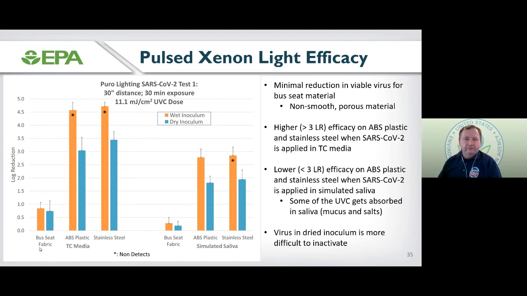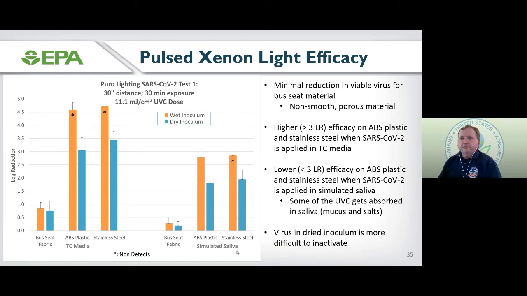Bus seat fabric is very difficult to handle, meaning the inactivation of the SARS-CoV-2 is very difficult. It's less than 1 log in reduction for the specific test condition. On the opposite end, for the ABS plastic, we do see a better than 3 log reduction, especially when we are starting with a wet inoculum. When it is a dry inoculum, you do see a drop off, but we are still above 3 log reduction for the tissue culture media.